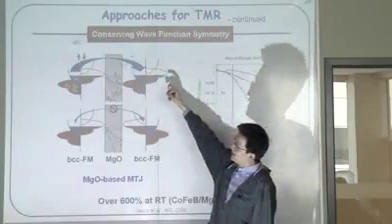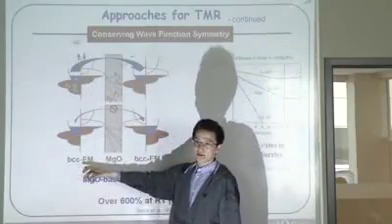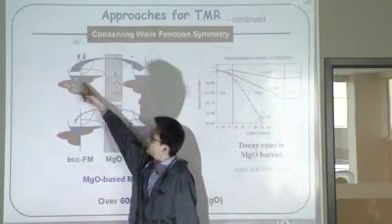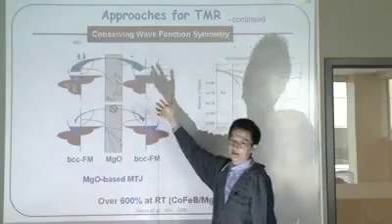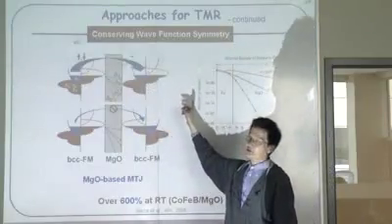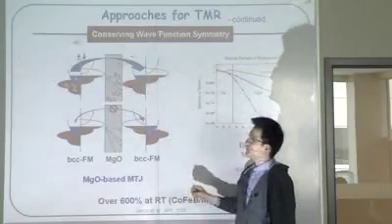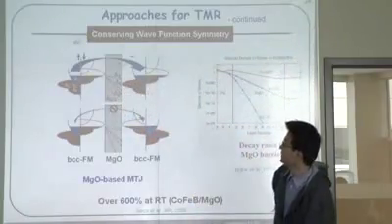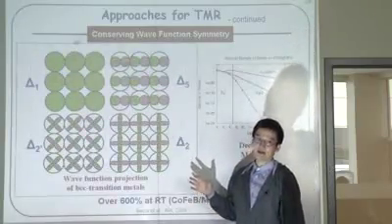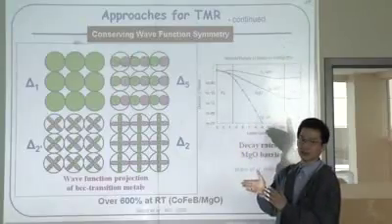So here I illustrate how the band works for a body-centered cubic transition metal, like iron, for example. It can be decomposed into Δ1, Δ2, and Δ5 states. These states will tunnel through the MgO tunnel barrier at a totally different rate. Let me put in a simplified version. What I am showing here is the Bloch state, the projection of the Bloch state onto the tunnel barrier.